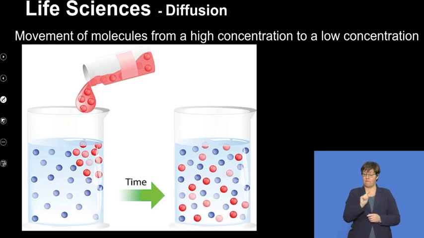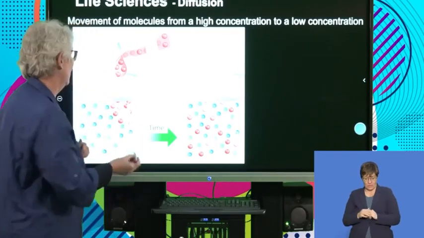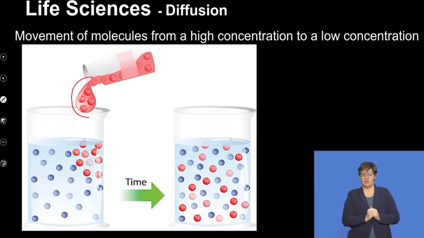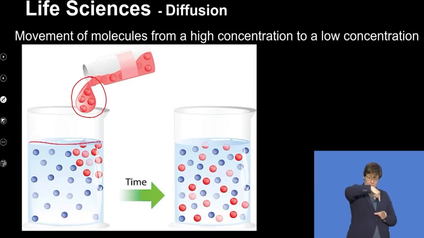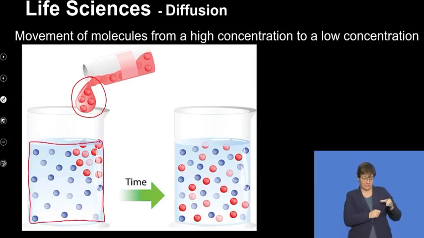First one is diffusion. You should have done this in natural science earlier on in high school, and that is how molecules move from a high concentration to a low concentration. If we look at this example, if a drop of syrup is placed into a beaker of water, within a short space of time, those little syrup molecules would have spread throughout the entire beaker. And that is called diffusion.